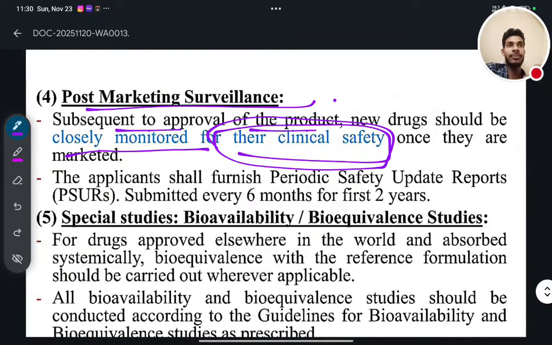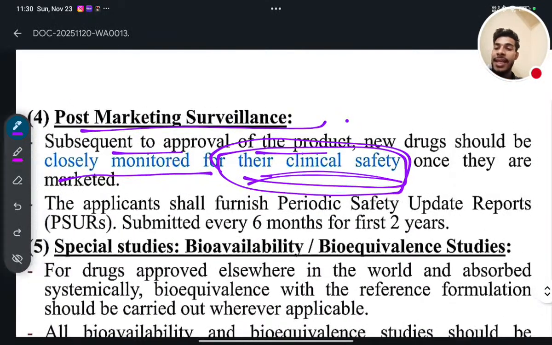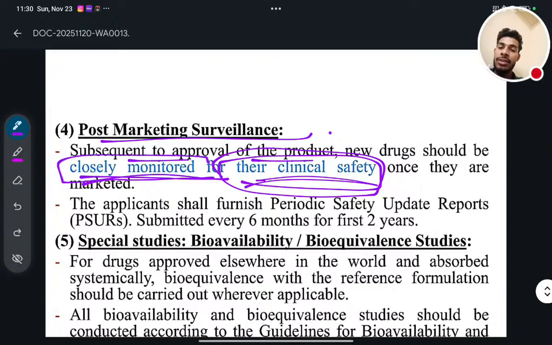Did you feel anything bad after taking the drug? Do you face any problem in your body? These are the clinical safety trials and closely monitoring methods. So that's why it is better to go to the doctor if a doctor asks you to come back after 7 days.